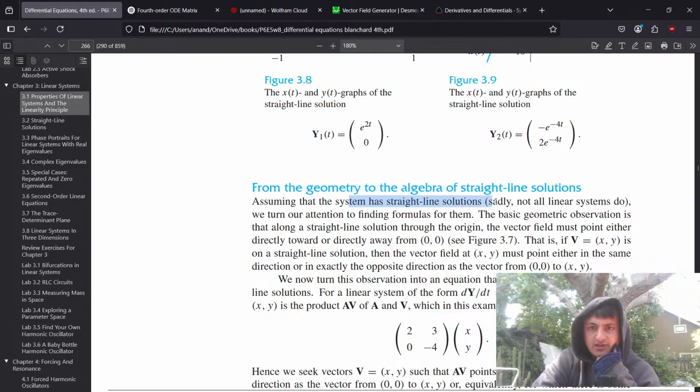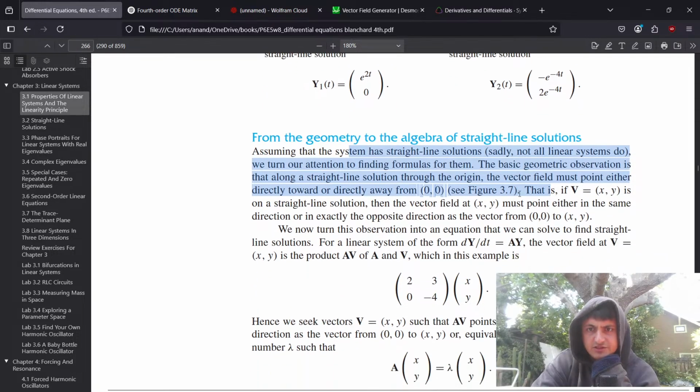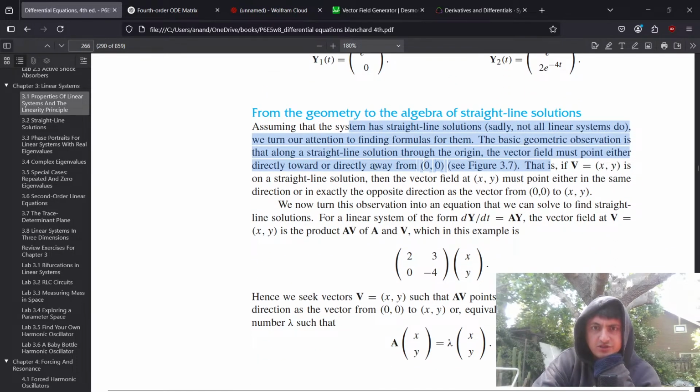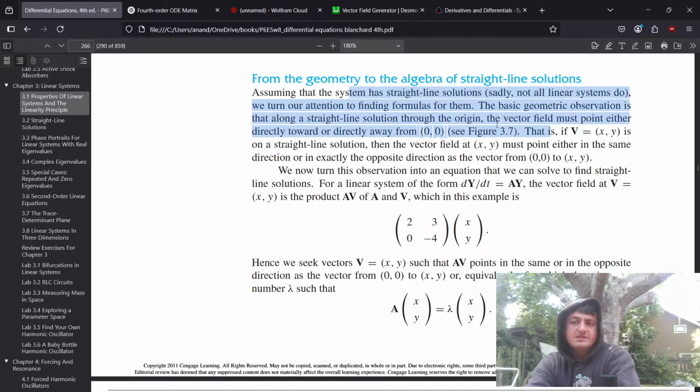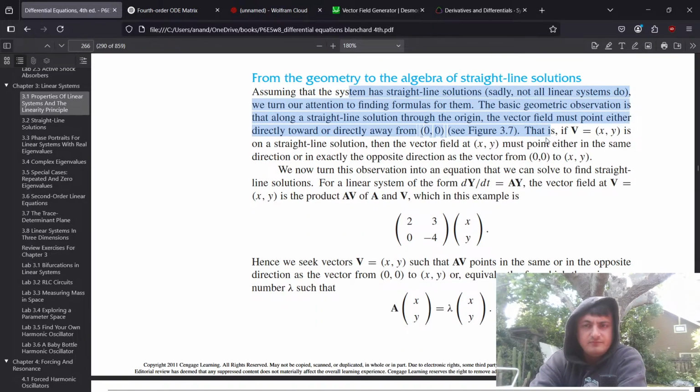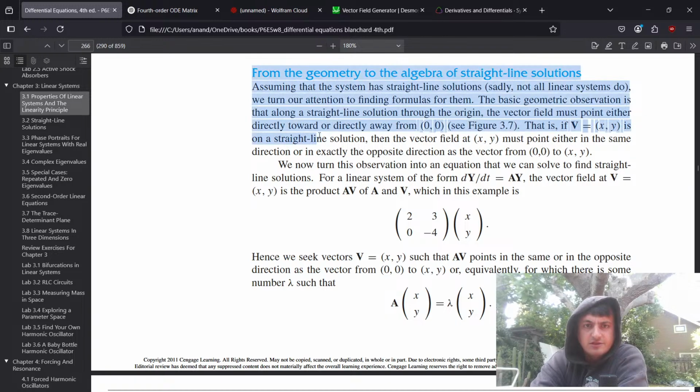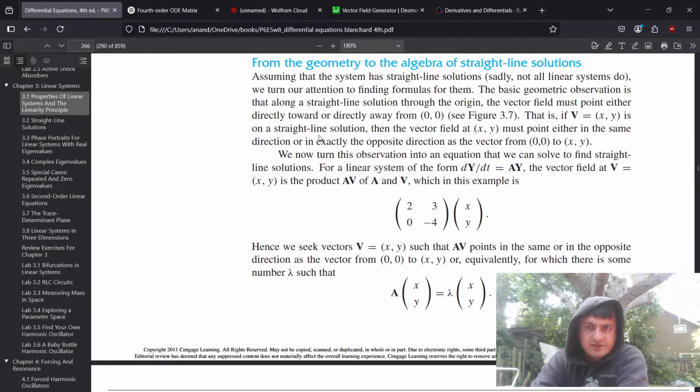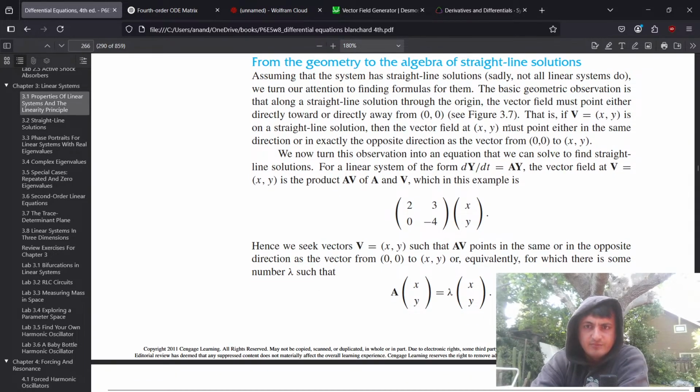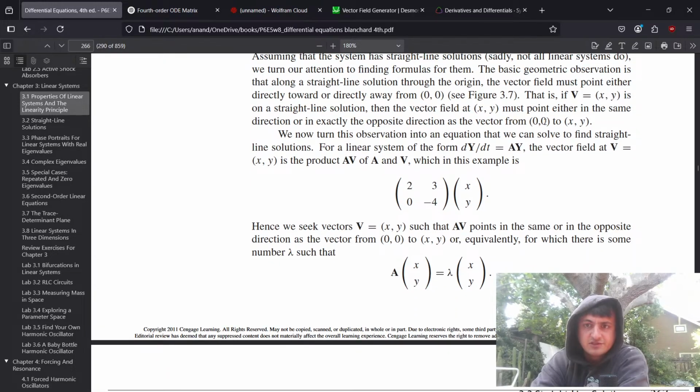Assuming that the system has straight line solutions, not all linear systems do, we turn our attention to finding formulas for them. The basic geometric observation is that along a straight line solution through the origin, the vector field must point either directly toward or directly away from (0, 0). That is, if v equals (x, y) is on a straight line solution, then the vector field at (x, y) must point either in the same direction or in exactly the opposite direction as the vector from (0, 0) to (x, y).